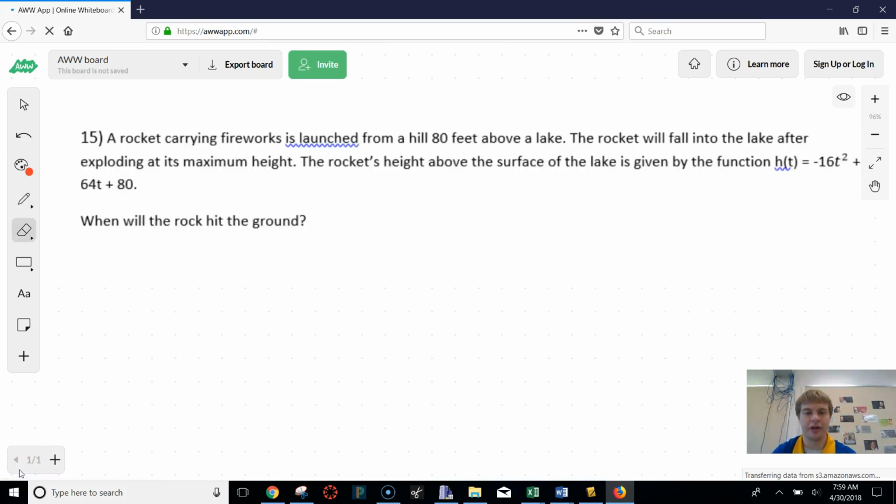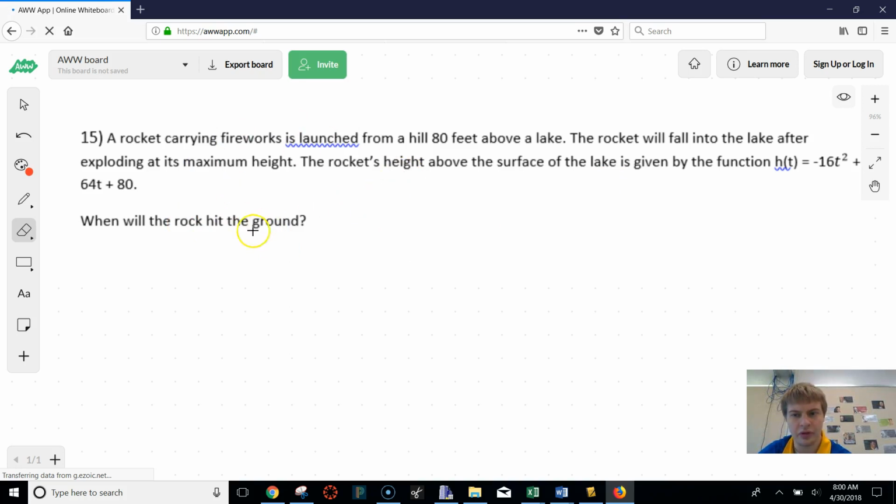Okay, so we have to find when this rocket that's being launched will hit the ground. And again, the context of this problem isn't as important. They tell you the hill is 80 feet up above the lake, and they say it will reach a maximum height and then explode, and then the rocket, I guess the remains of the rocket, will come back and hit the ground.